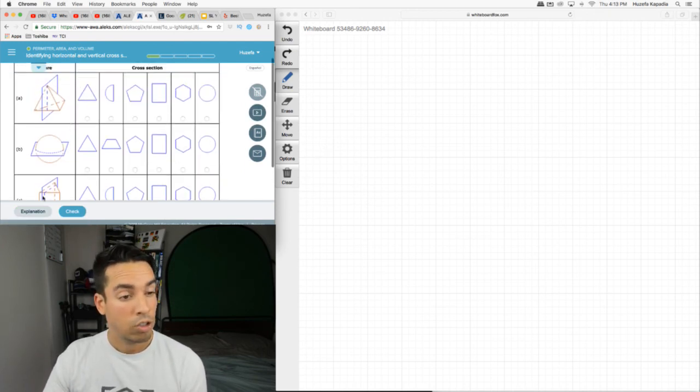So up top, again, this is a triangular prism, and now they're doing a cross section across here. So we're going to have this side here. We're going to have this side coming down. We're going to have this coming across. So this will be a triangle again.